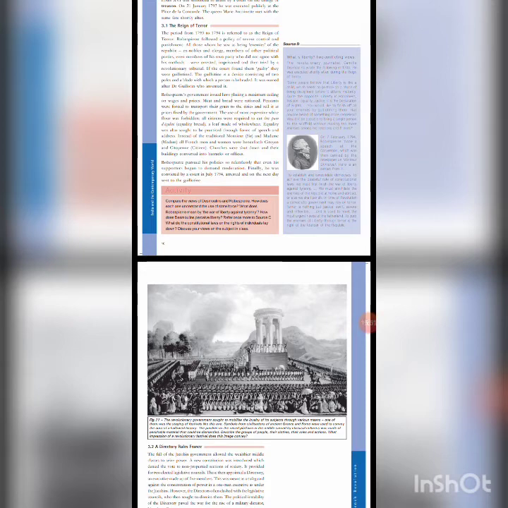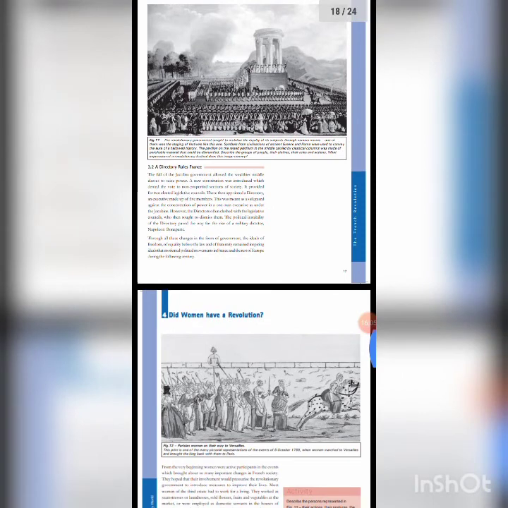Now, the Directory rules France. The fall of the Jacobin government allowed the wealthier middle class to seize power. According to the new constitution, non-propertied sections of society were denied voting rights, which provided for two elected legislative councils. The government appointed a Directory, an executive made up of 5 members. Political instability paved the way for a military dictator named Napoleon Bonaparte.